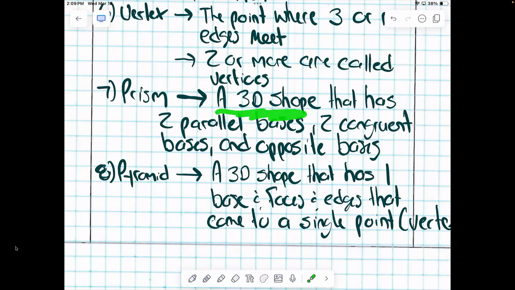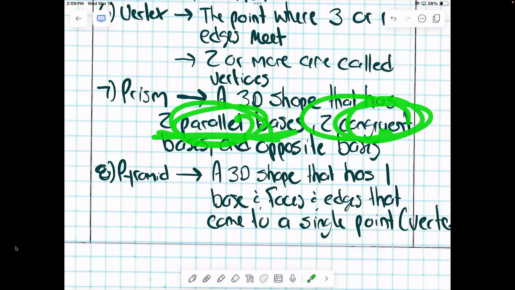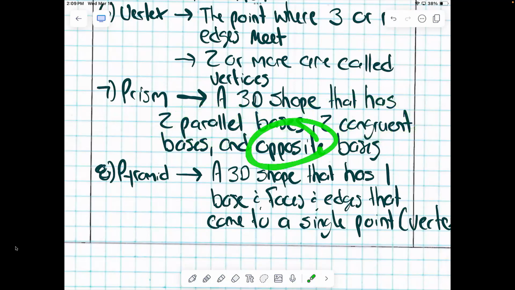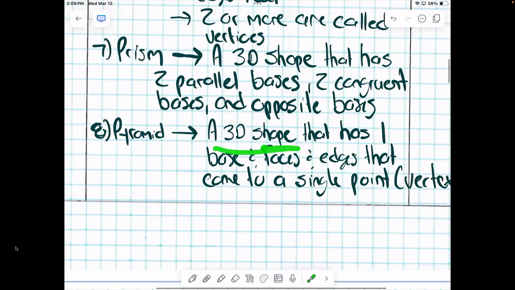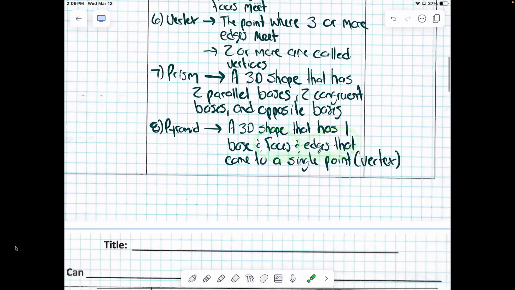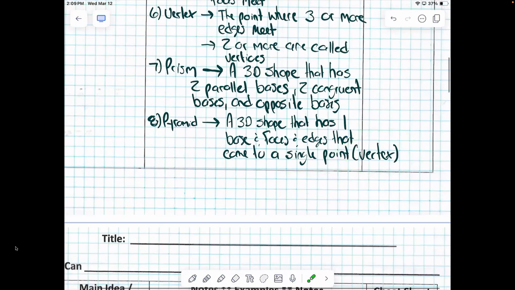Prism is what kind of shape? 3D shape. How many bases does it have? Two. What must they be? What else must they be? And what else must they be? Opposite. A pyramid is also a 3D shape. How many bases does it have? One. What do its faces, other than the base, what do its faces and edges come to? Single point. We call that single point a vertex.